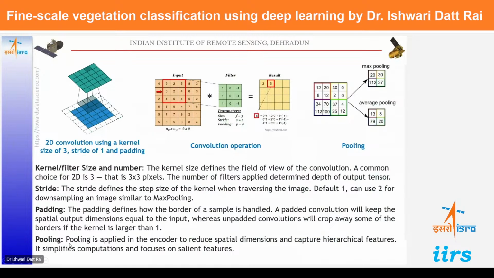Pooling is applied in the encoder to reduce the spatial dimension and capture the hierarchical features. There are two types of pooling. One is max pooling. Here you can simply understand that in max pooling, if you have a stride of 2 by 2, we take the maximum value for each filter window. So 20, 30, 112 and 37 are the maximum values here. And in the case of average pooling, we take the average of the blocks.